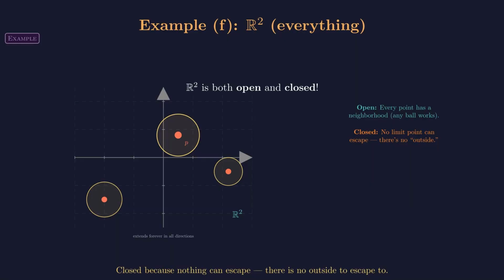Limit points have nowhere to escape to. It's also perfect since it's closed and every single point is a limit point of the set. But bounded? Definitely not. The plane stretches on forever in every direction.